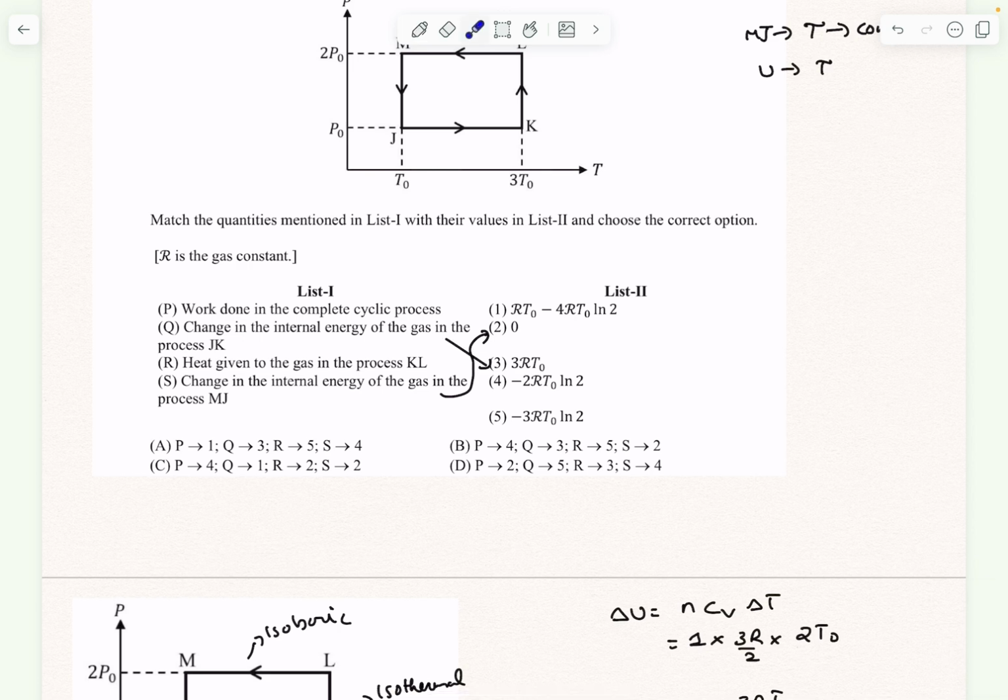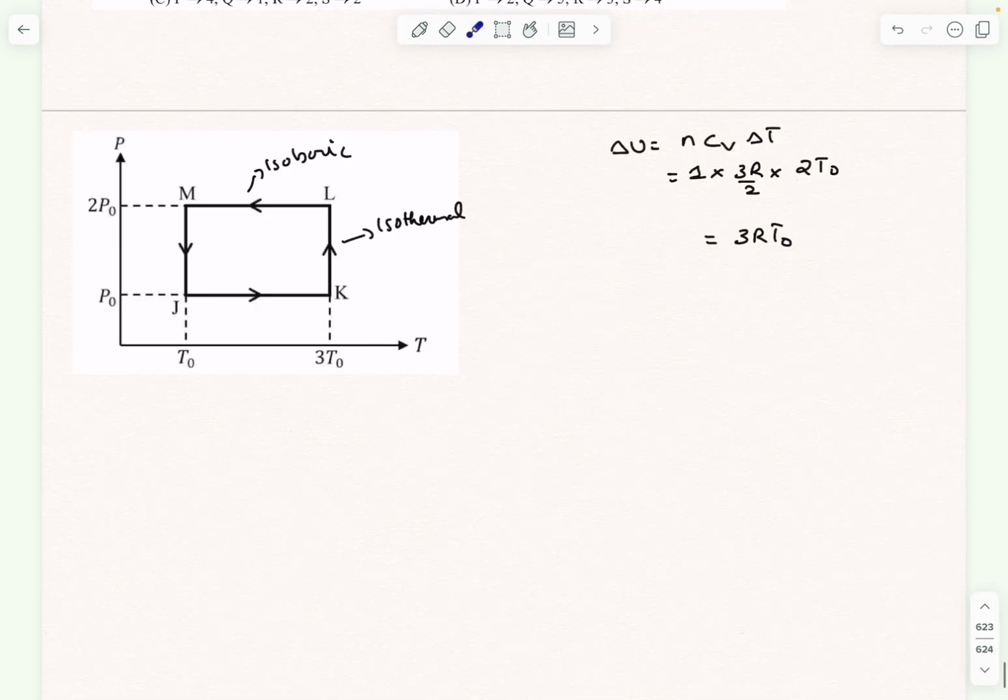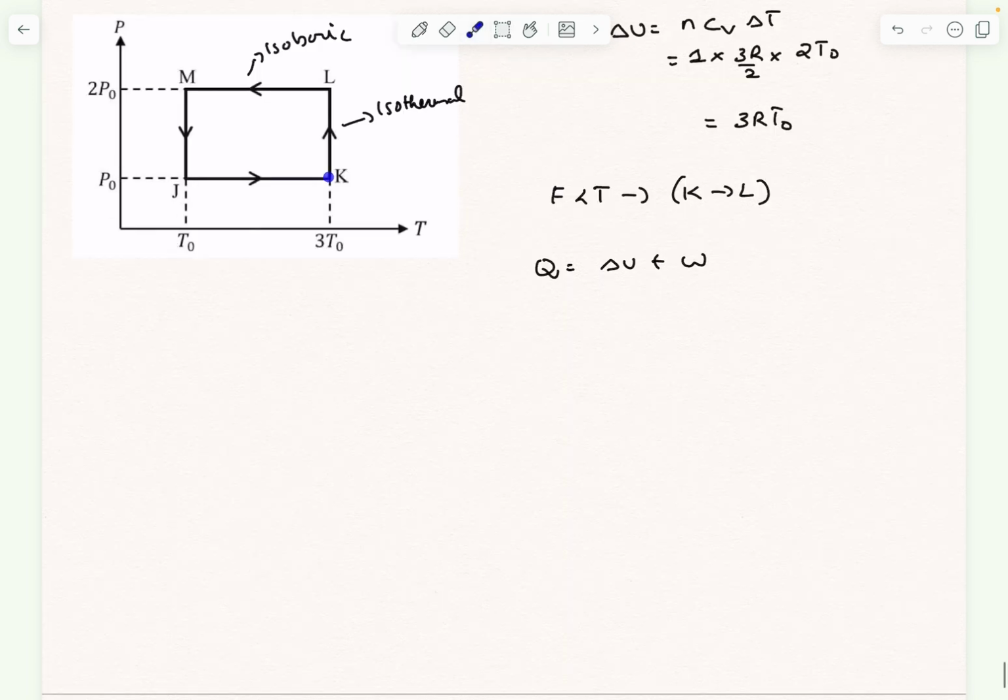So as you can see, the only option that matches is option B. So I'll just solve the other options as well. Now we have to talk about the heat given to the gas in process KL. So K to L is an isothermal process, guys. So let's apply the first law of thermodynamics for the process K to L. We can say Q equals delta U plus work. Again, as it is an isothermal process, delta U is 0. So the heat transfer is just going to be the work done by the gas.